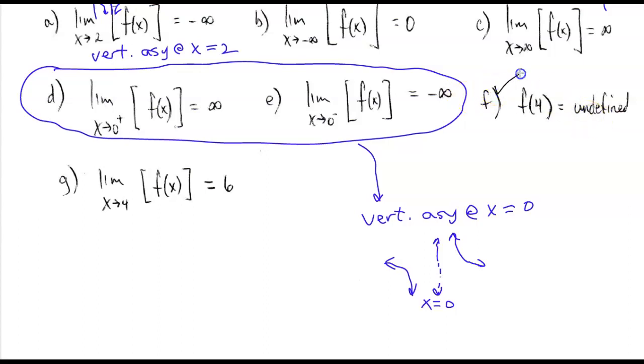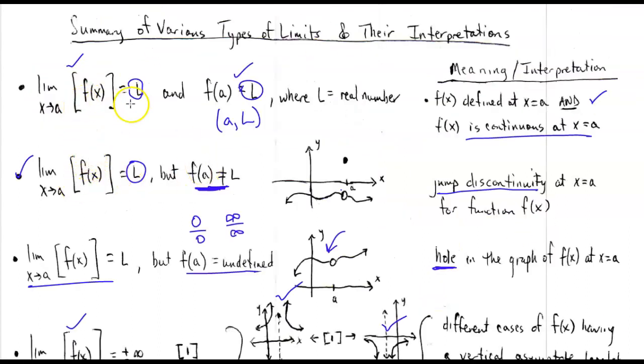But if we look at f and g together, we see that the limit of this function as x approaches 4 from both the left and the right exists, because it's equal to a real number, but the function itself is not defined at x equals 4. So if we go back to what we saw here, this is a situation where the function is not defined at x equals some value, but the limit exists. That tells us we have a hole in our graph at, in this case, x equals 4.